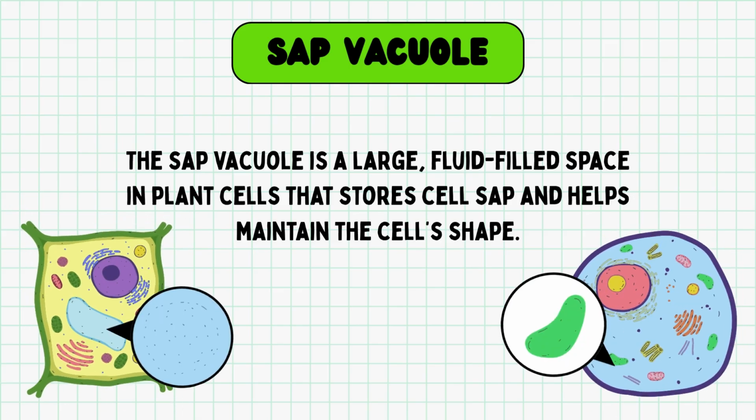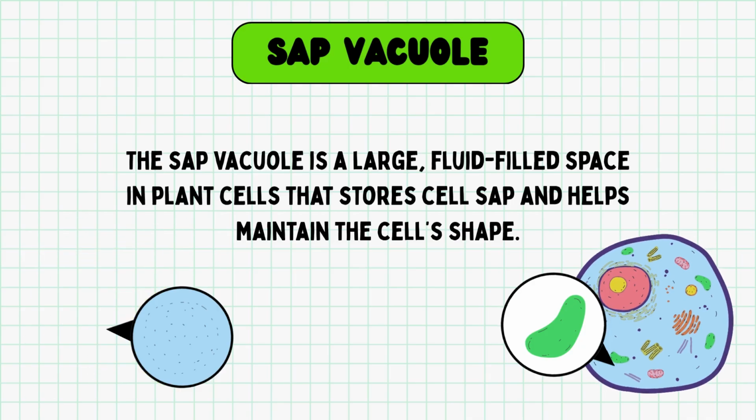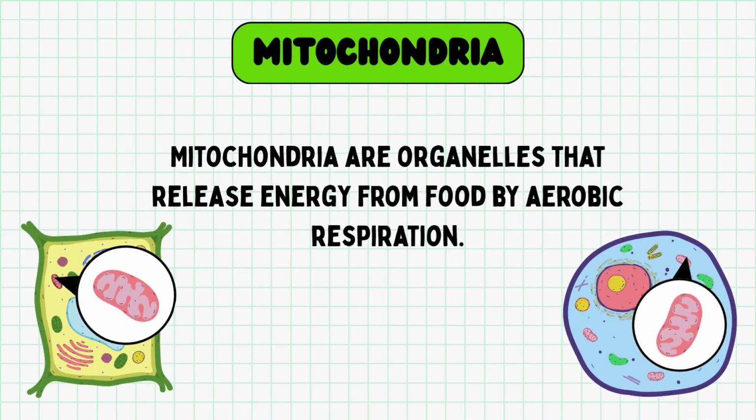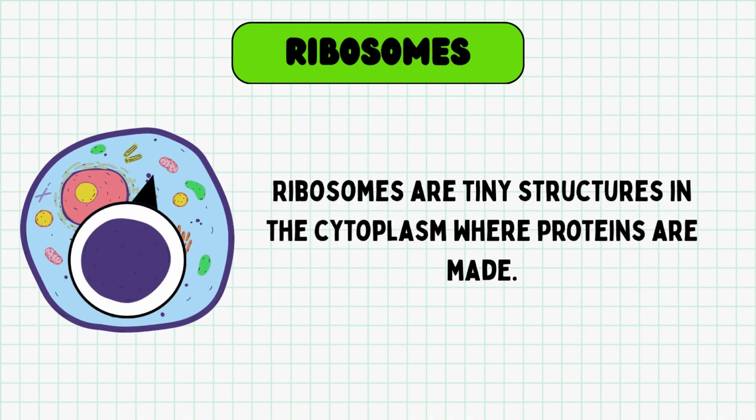The sap vacuole stores water, sugars, and nutrients. Animal cells have temporary vacuoles, while plant cells have a permanent sap vacuole which provides turgidity and support. Mitochondria are the powerhouses of the cell. These release energy from food through respiration, so the cell can function properly. Ribosomes are tiny but mighty. They build proteins the cell needs to grow and repair.